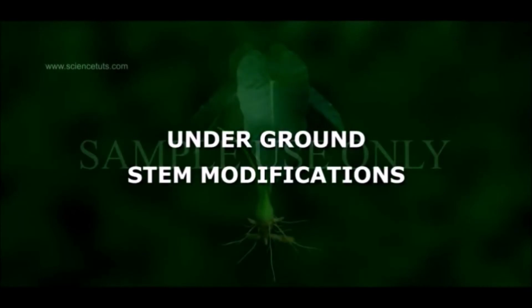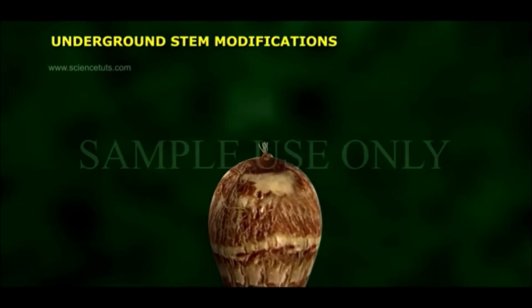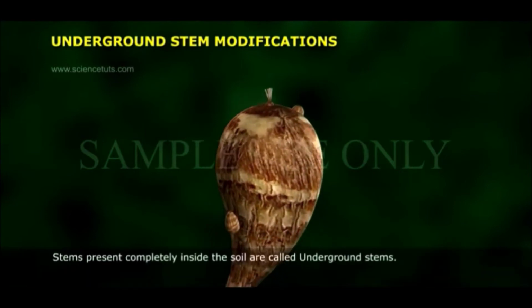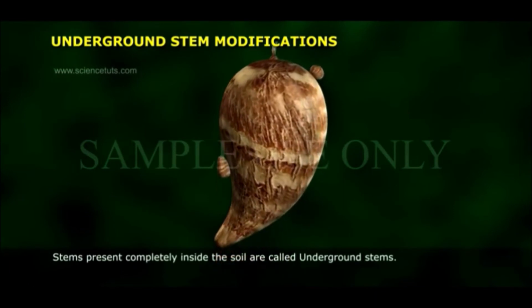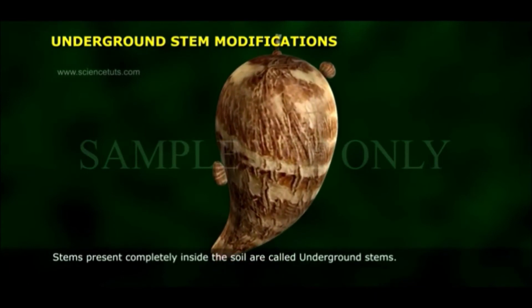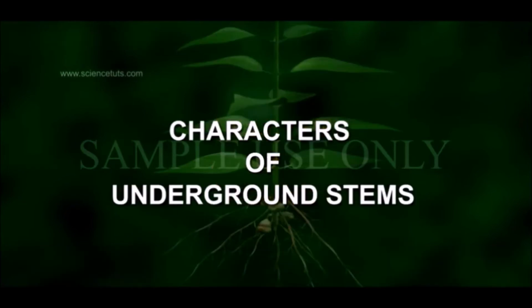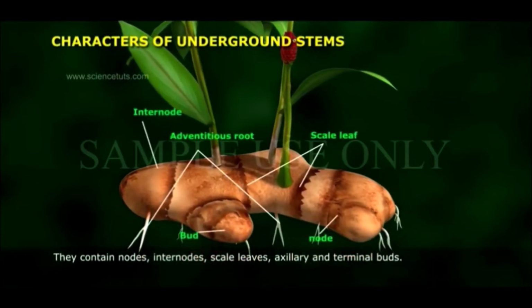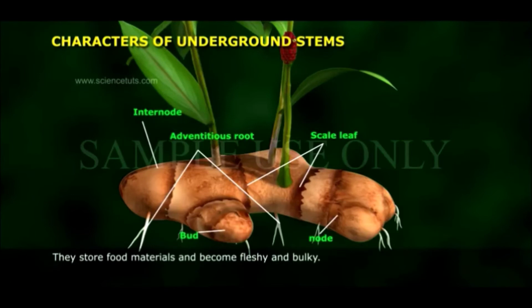Underground stem modifications. Stems present completely inside the soil are called underground stems. Characters of underground stems: they contain nodes, internodes, scale leaves, axillary and terminal buds. They store food materials and become fleshy and bulky. They show perennation. They act as organs of vegetative propagation.